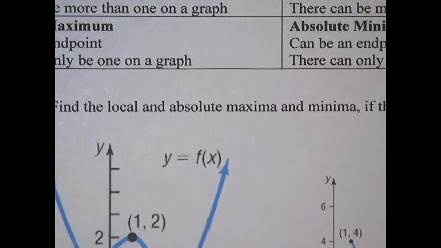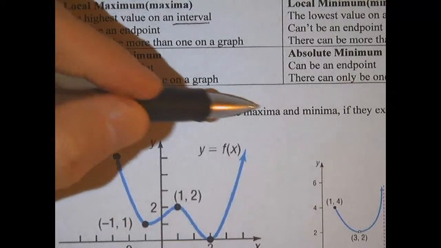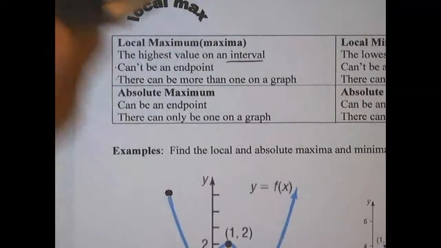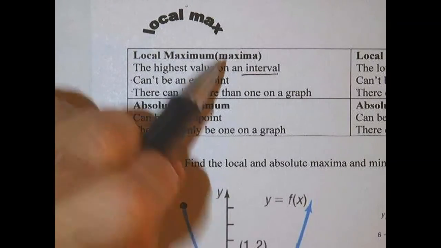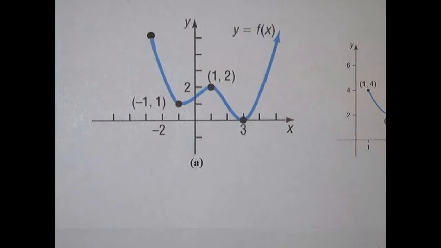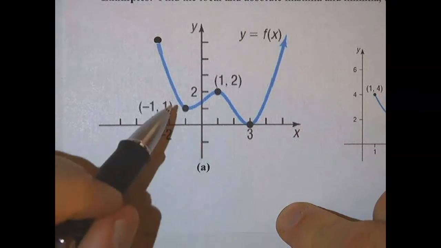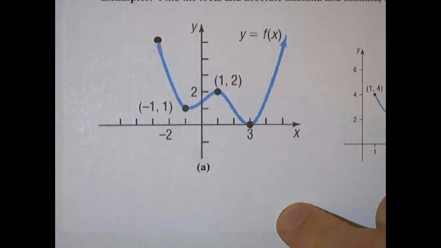Okay, so we're going to look at a graph here, and the directions say just to find the local and absolute maxima and minima. I put that in parentheses here, but that's just another way of saying maximum. All right, so let's look at this graph. First of all, let's look at the locals. The locals are the tops and bottoms of hills.